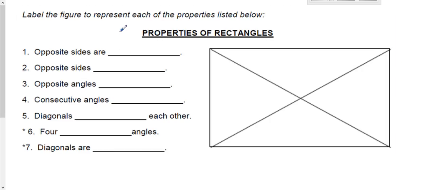Alright, here we go. So opposite sides are parallel. Opposite sides are, just like a parallelogram, congruent, equal. You can put in equal or congruent. Just like a parallelogram, opposite angles here will be equal or congruent. Consecutive angles will be supplementary, add up to 180, just like a parallelogram. So those are all the same.